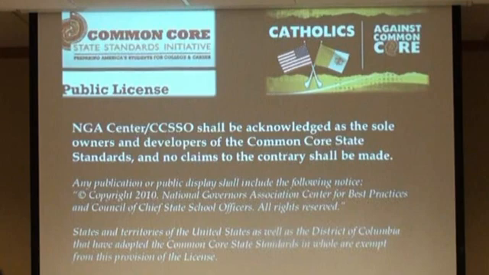And I know what you think when you hear National Governors Association. Well, did all the governors have a say in this? No. Are there some sitting governors in the NGA? Yeah. Are there some retired governors in the NGA? Yes. Did they have anything to do with Common Core? No, not a thing. The CCSSO, they copyrighted this. The NGA Center and the CCSSO shall be acknowledged as the sole owners and developers of Common Core state standards, and no claims to the contrary shall be made.